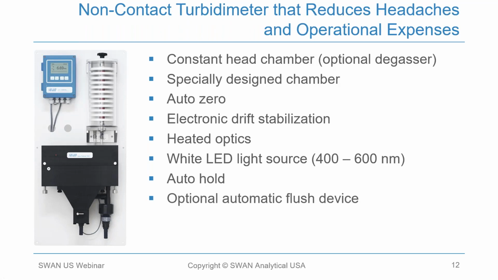It also has an automatic flush device that you can get as an option. That's really nice if you have a raw water source, especially if you have the turbidimeter at the intake and maybe the intake is a couple miles away. You don't want to have to go out there and flush it periodically. This will automatically flush it for you and make sure that the instrument stays clean.